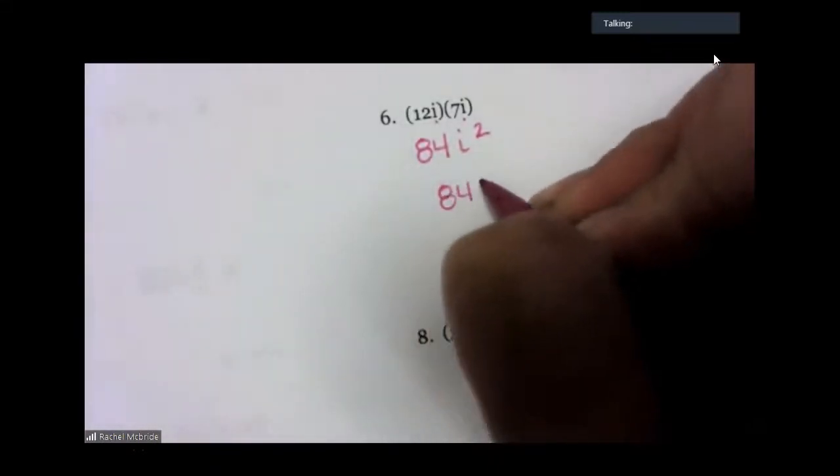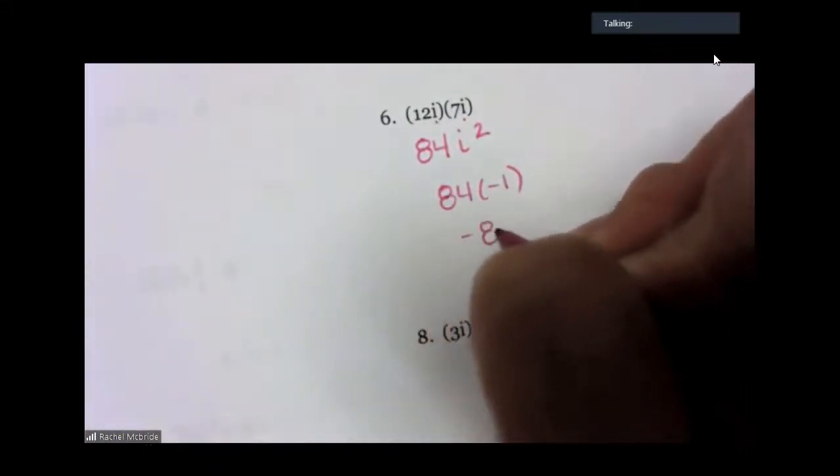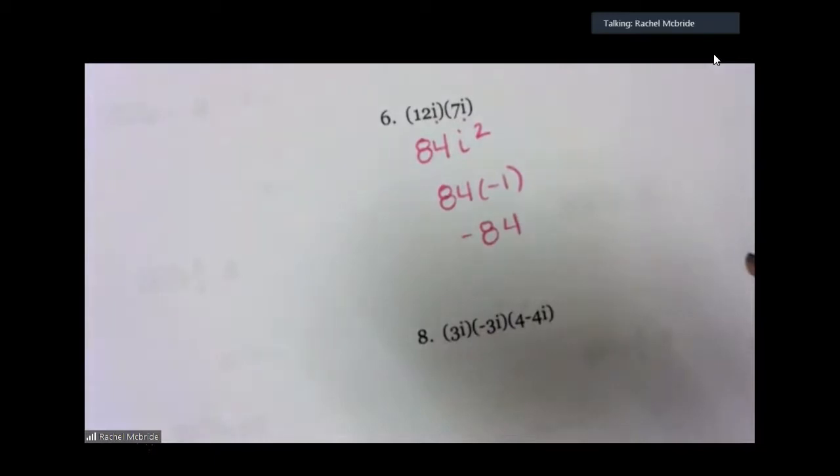So 12 times 7 is 84. i times i is i squared, but i squared is -1, so we get negative 84.